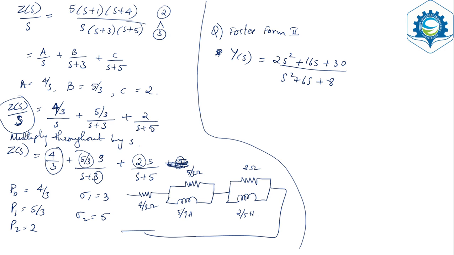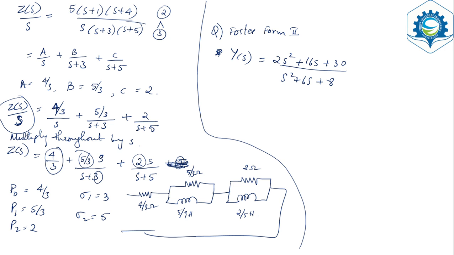Please note that over here the degree of the numerator and the degree of the denominator are both the same. So you have to divide it initially. First you have to divide and convert it into the form quotient plus remainder divided by the divisor. Then you can continue with the partial fraction expansion and you will get the answer.